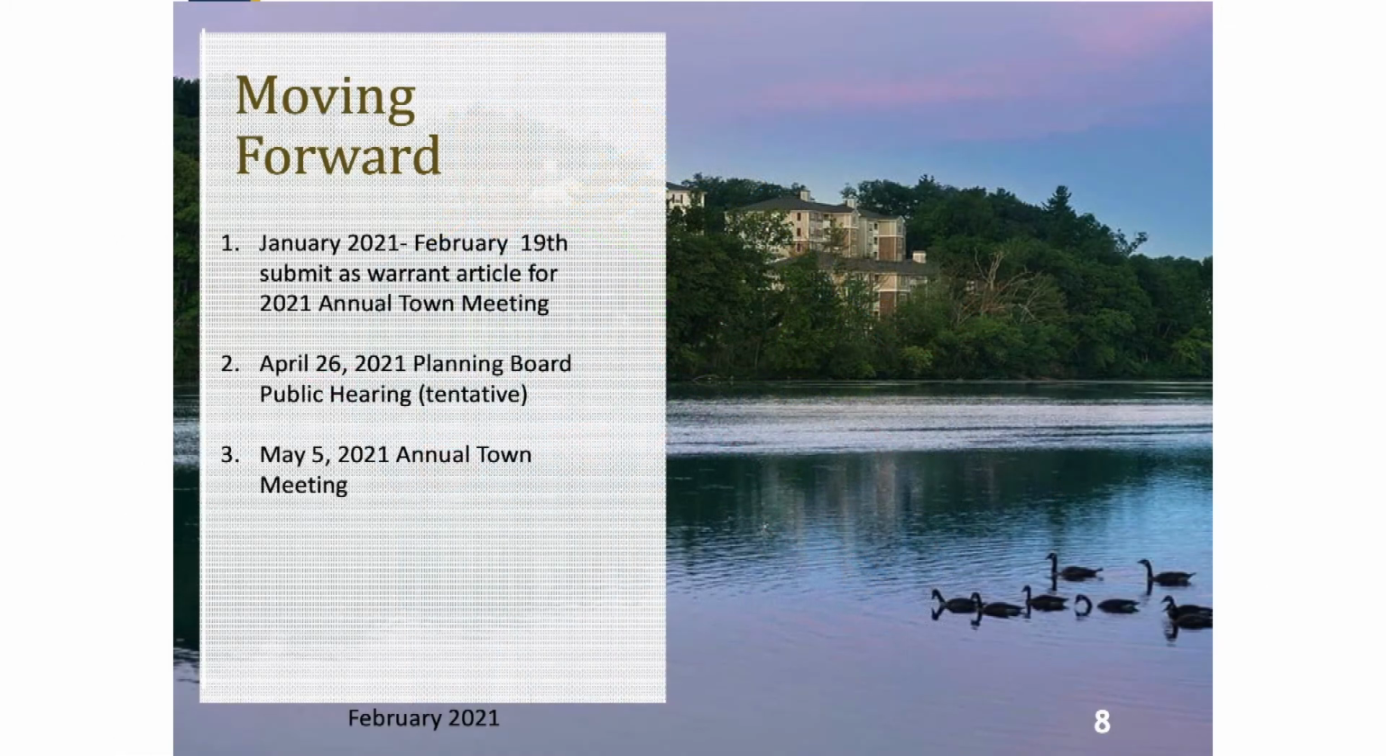Moving forward, these are the dates that the public should pay attention to. February 19th is the final day for articles to be submitted for the 2021 annual town meeting, and the zoning bylaw and map will be submitted prior to that date. April 26th of 2021 is the planning board public hearing on zoning articles, and that will be posted and legally advertised. And then May 5th of 2021 is the annual town meeting.